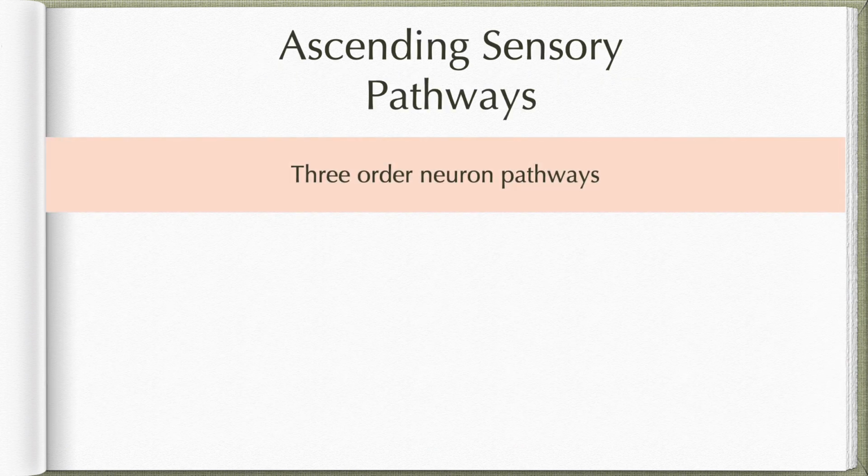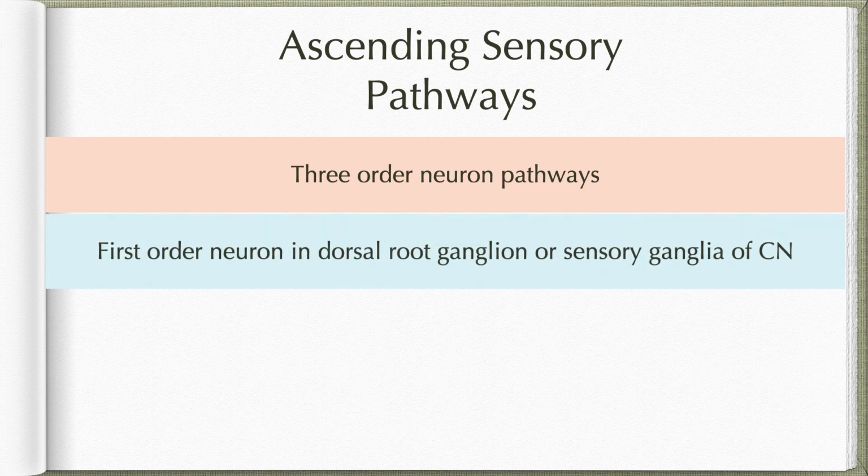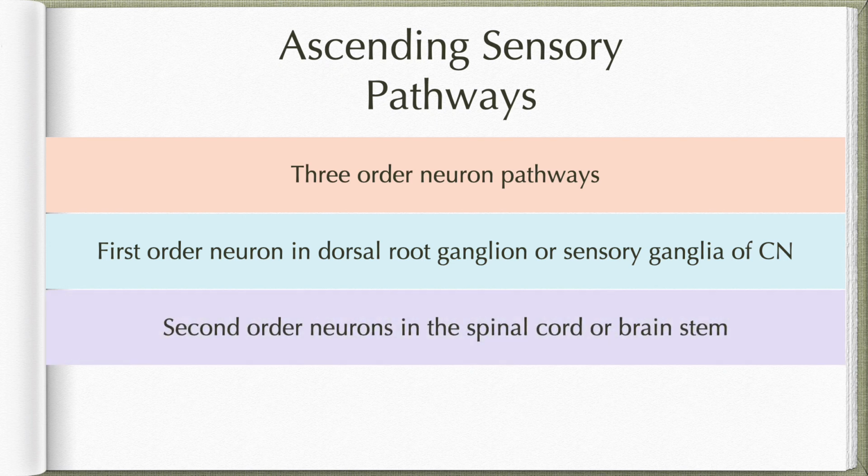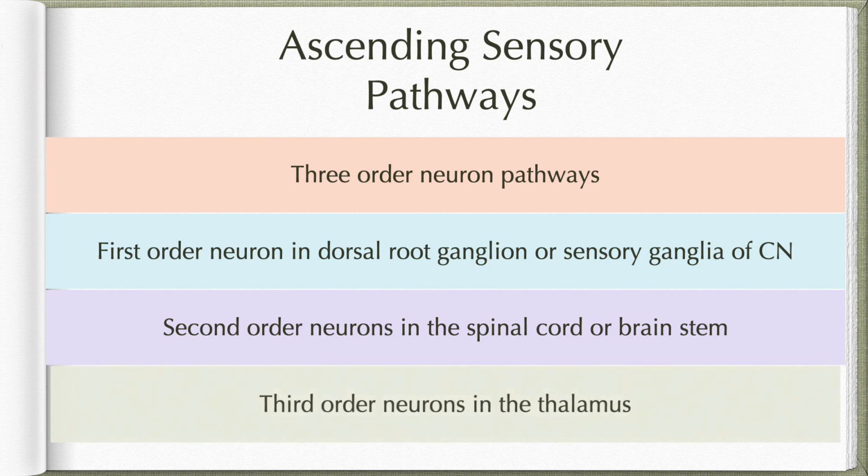Ascending sensory pathways which need to reach cerebral cortex generally tend to have three-order neurons along the path. The first-order neuron is located in the dorsal root ganglion in case of spinal nerves, or sensory ganglia in case of cranial nerves. Second-order neurons are located in the spinal cord for the spinal nerves, or in the brainstem in case of the cranial nerves. Some of the spinal nerve fibers also may end up in the nuclei in brainstem. The third order neurons are located in the thalamus.